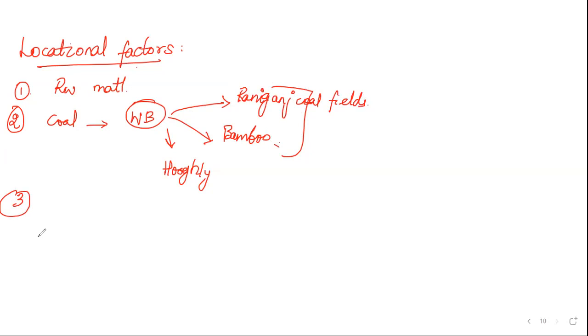The third one is market. Of course, if I'm talking about any industry, then we need to think about the market also. Wherever I have a considerable requirement of a particular product, it's advantageous if I situate my industry in that location. So market is also another important factor. Then finally, the last one, which is water supply.